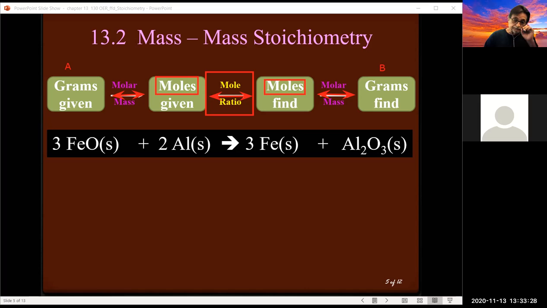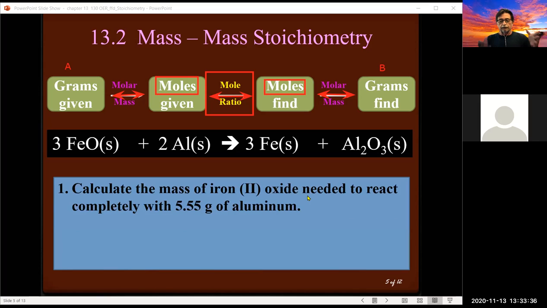All right. So we got a single replacement reaction. Then we look at the ratios. We got a 3:2 with respect to iron 2 oxide and aluminum and so forth. All right. So the first question is asking you, calculate the mass of iron 2 oxide needed to react completely with 5.5 grams of aluminum.